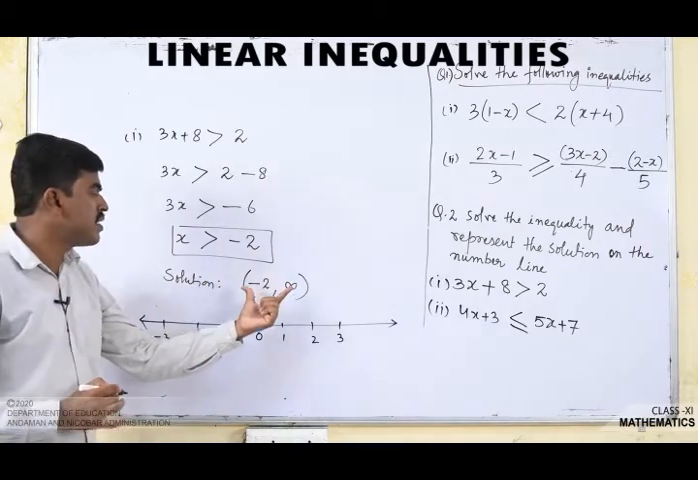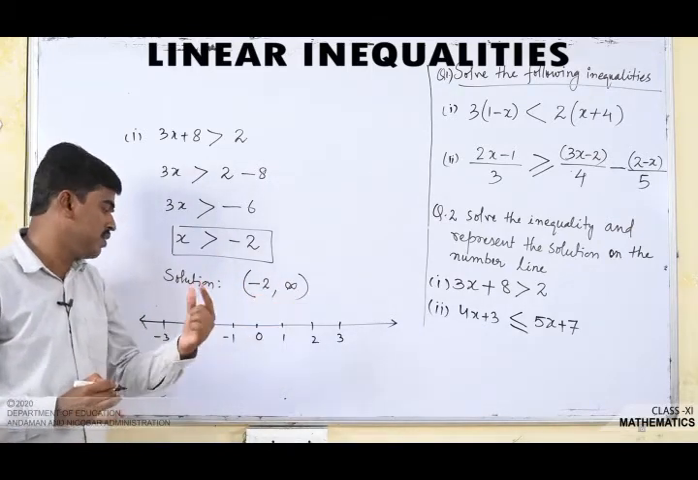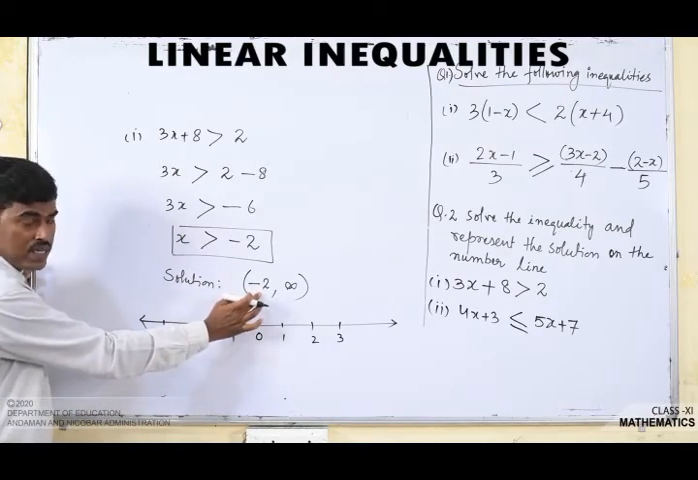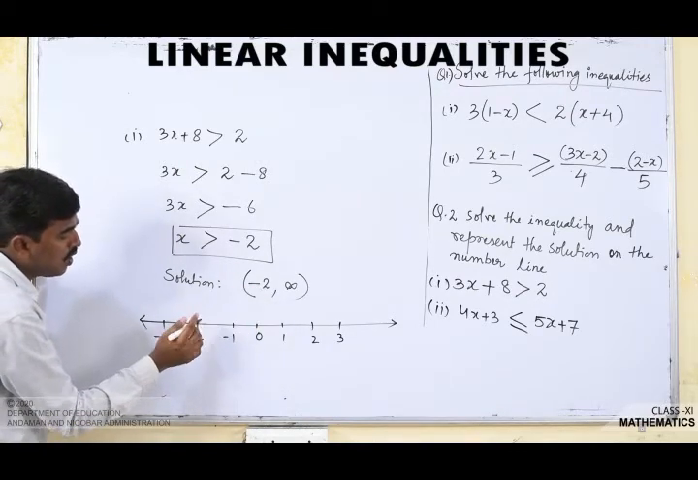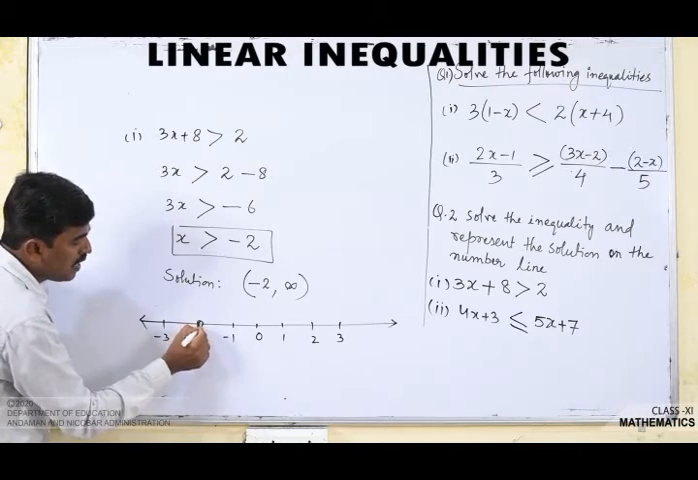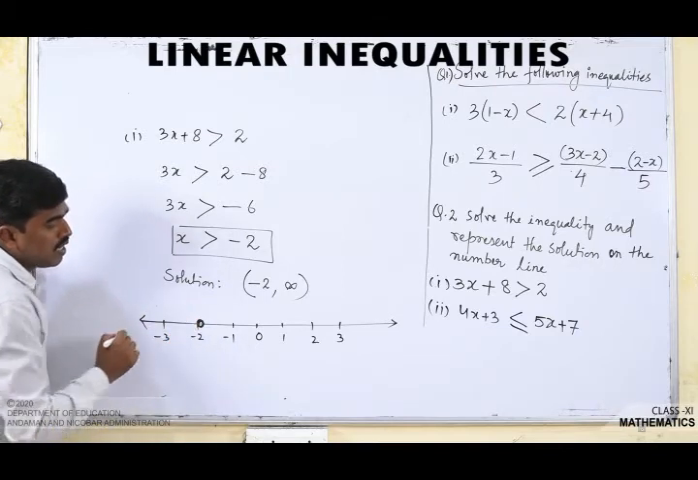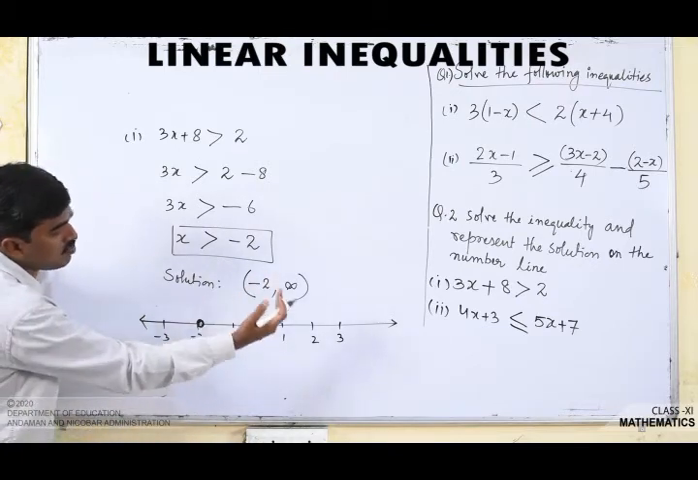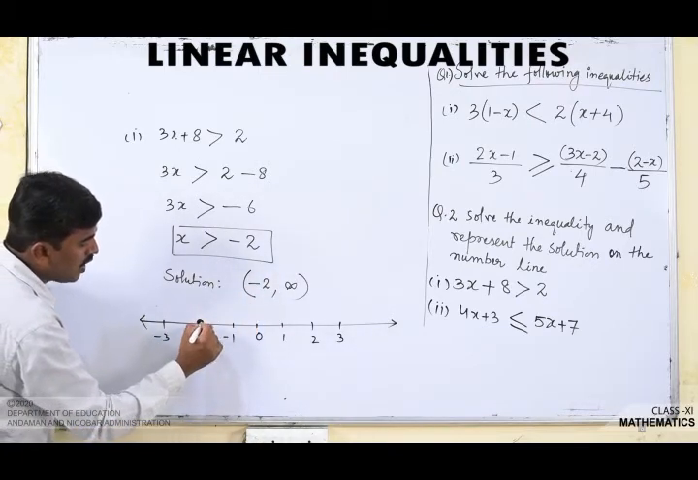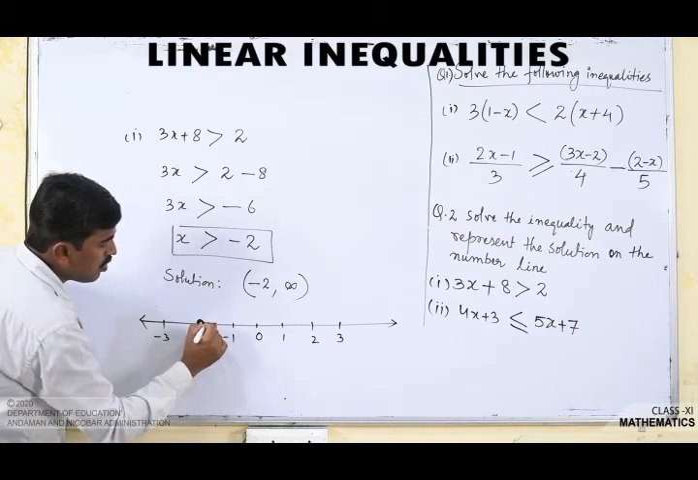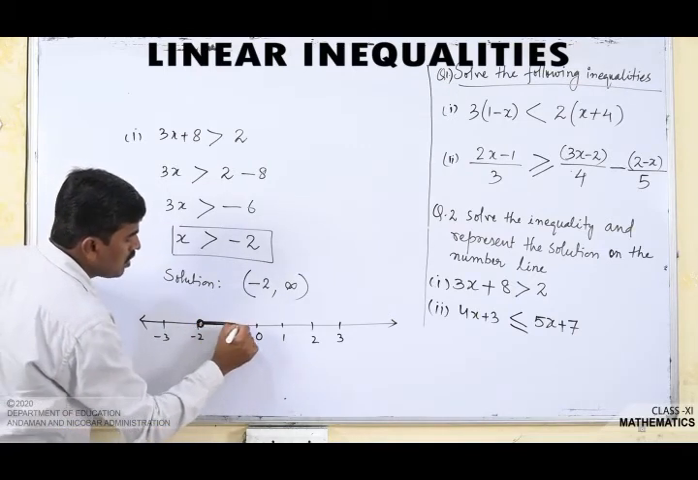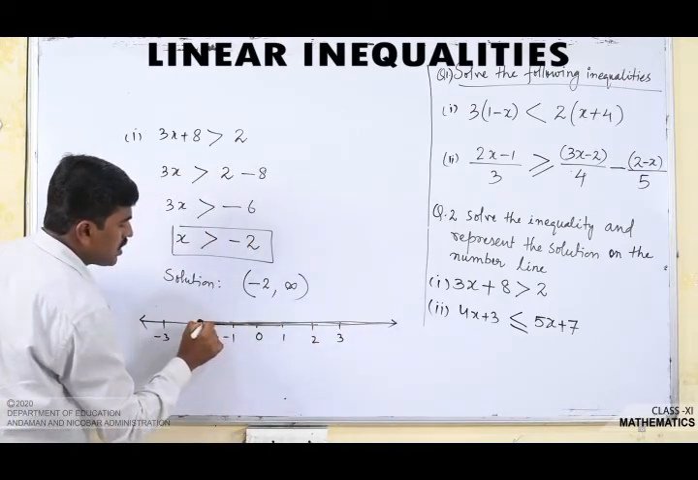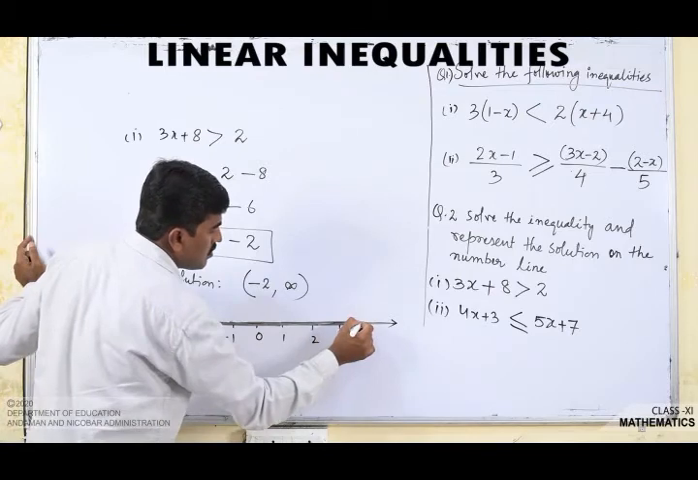Now how to represent this solution set on the number line? Where is −2? Here is −2, but −2 is not included in the solution region. So we have to draw an open circle here as −2 is not included, and shade the region which is greater than −2. That means we have to shade the right side of −2 on the number line. Okay. So this is the solution region on the number line.